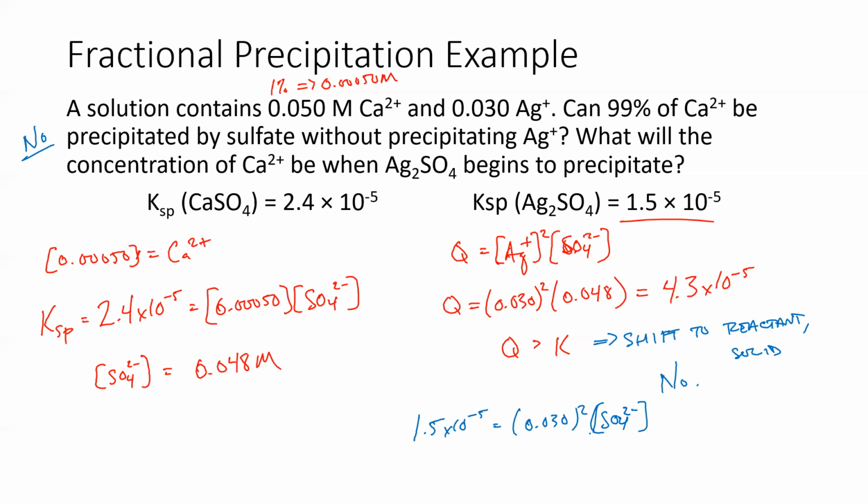So we answered the first question, answer was no. Now I want to know what's that sulfate concentration that will start silver precipitating, and how much calcium will that concentration of sulfate get rid of? 1.5 times 10 to the negative 5 divided by 0.03 squared is 0.016666..., too many sig figs. 0.017.